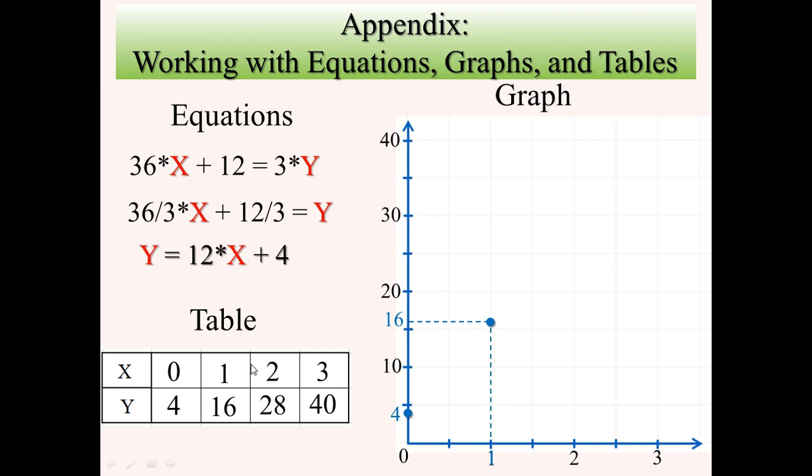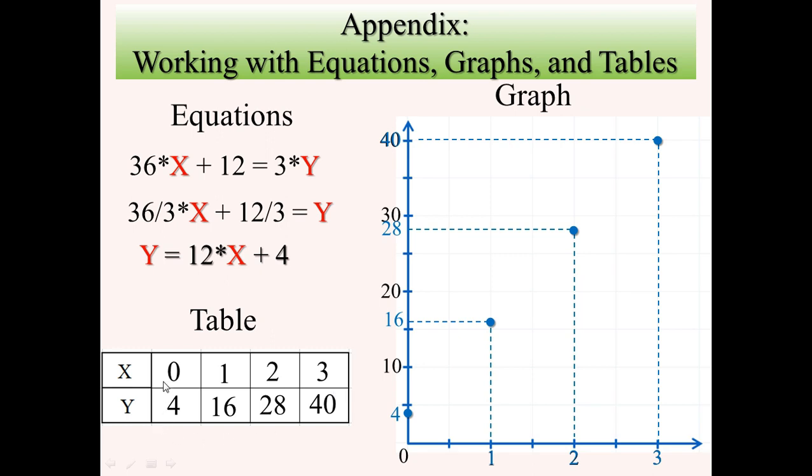So if x equals 2, y equals 28. Where's 2? It's 2. Where's 28? I don't have a 28, but I have 30 and 25. 28 may be around this one. Yes, this is 28. If x is 3, y is 40. So it should be 4 points.